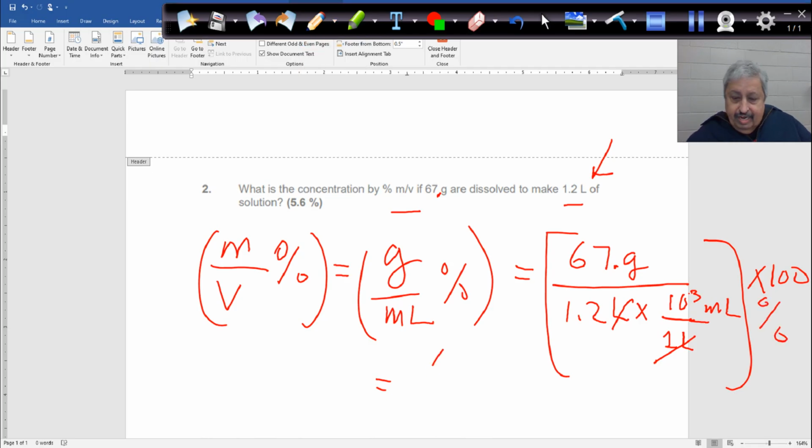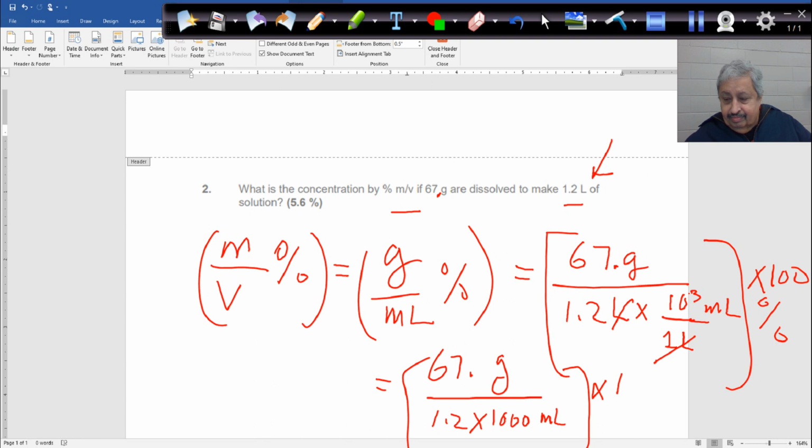100%. So I have 67 gram, 1.2 multiplied by 1,000, and this is milliliter, and the whole thing by 100%. So is the answer 5.6%? I don't know. Somebody had calculated?